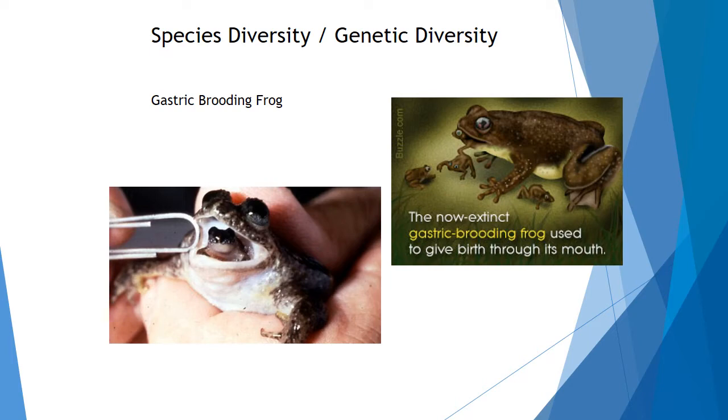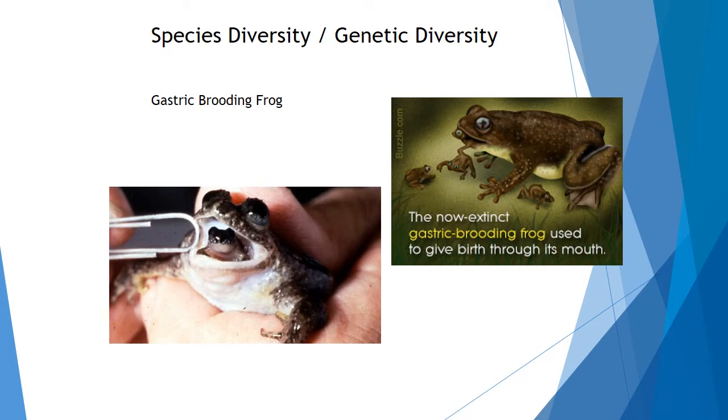A really good example of the loss of a species and also of genetic diversity is the gastric brooding frog. This organism was native to Australia until logging became very popular in its habitat. So basically they started logging, and on top of that there was also a fungus disease that helped to wipe out the population. But why was this organism so interesting?